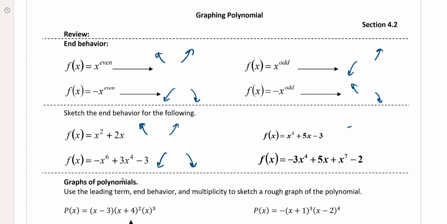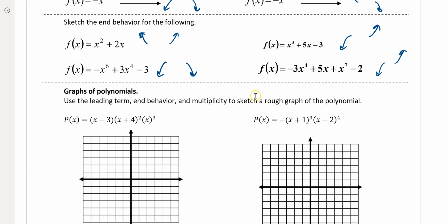And if it's odd, we know it will look like this. And again, if it's not in descending order, you really need to find the leading term, the one that is the biggest. So that's x to the seventh. That's odd, so it will also look like this. There's no negative here, so we know we're going to have that shape.